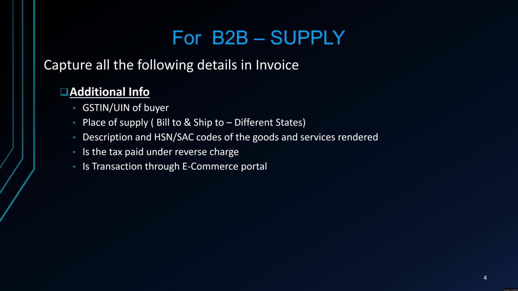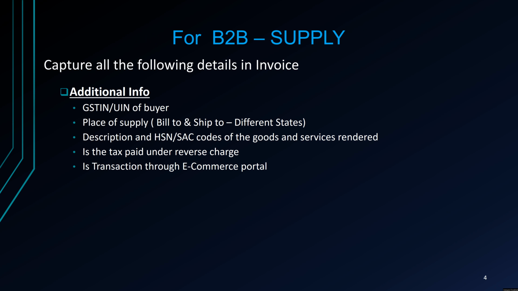For B2B supplies, apart from the regular transaction which is currently being captured, the following is the additional information you need to create in your current ERP system. One is the GSTN ID of the recipient, which is the buyer, and the place of supply if it is done to other than the place of the registered dealer of the recipient. Especially this is in bill to ship to transactions, so that needs to be captured. And the description and HSN or SAC code of each line item in the invoice has to be captured.